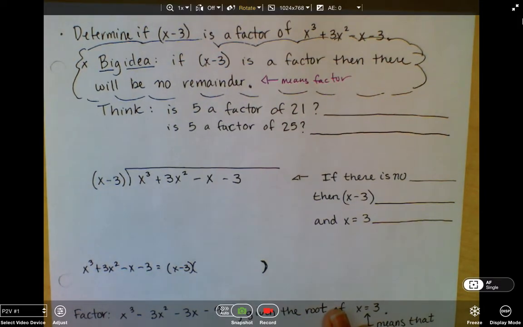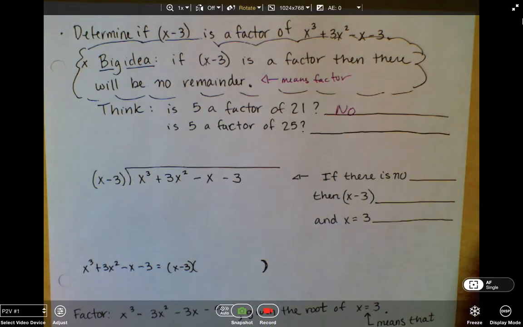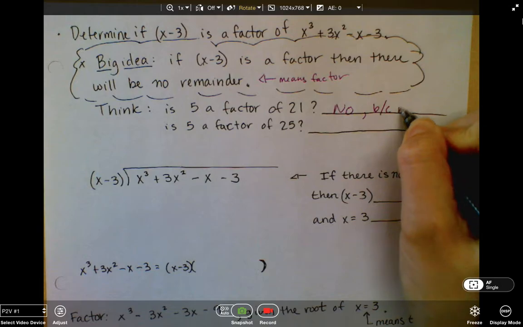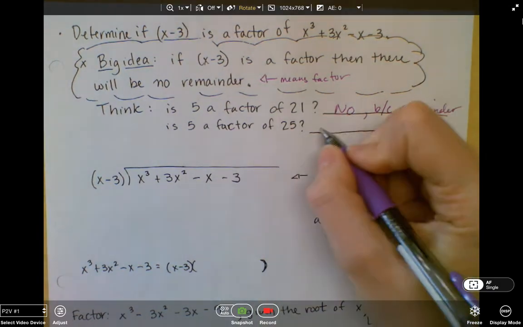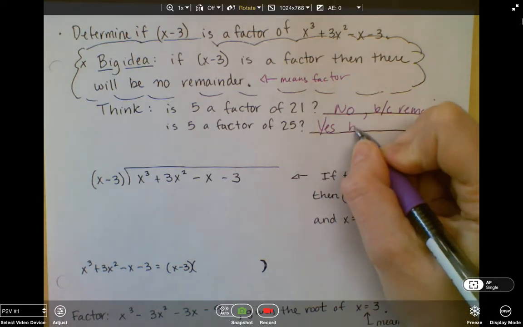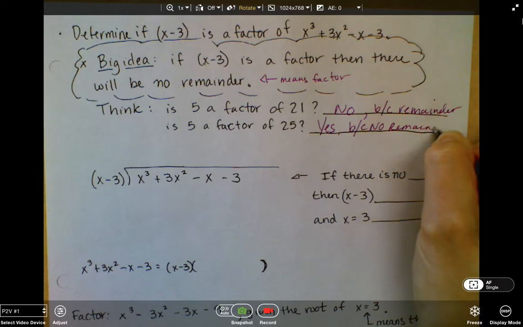Okay, so think about it this way. Is 5 a factor of 21? No. How do we know? Because there's a remainder. Is 5 a factor of 25? Yes, because no remainder. So that's kind of what we're thinking about here.